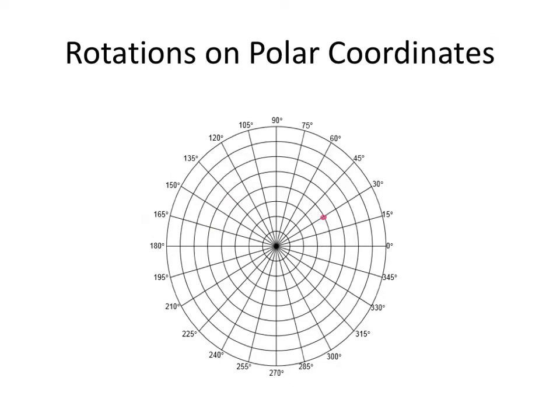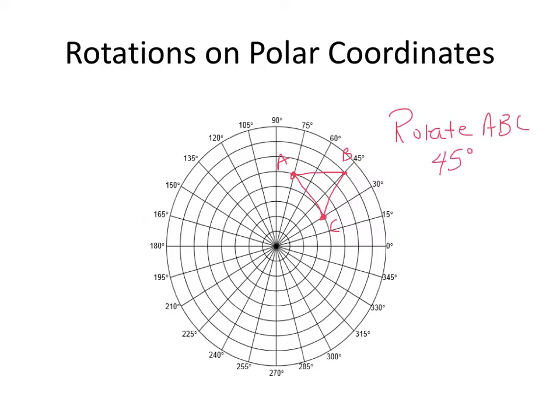So, let's put a figure in here. And here we have this little triangle. We'll call it triangle A, B, C. And let's say that I want to rotate A, B, C. Let's see. I've got measurements here of 15 degrees. So let's say I want to rotate it 45 degrees.